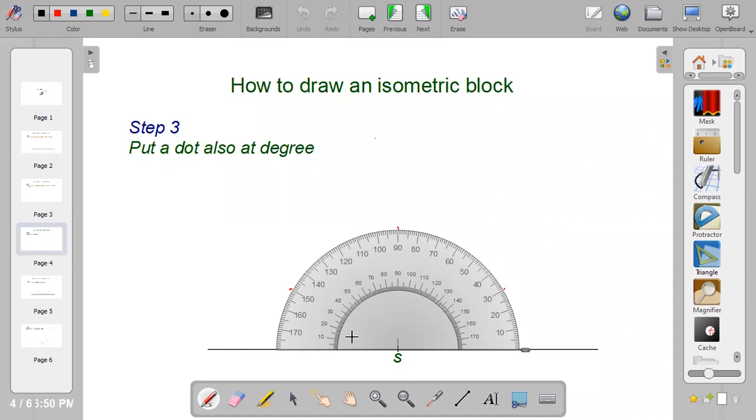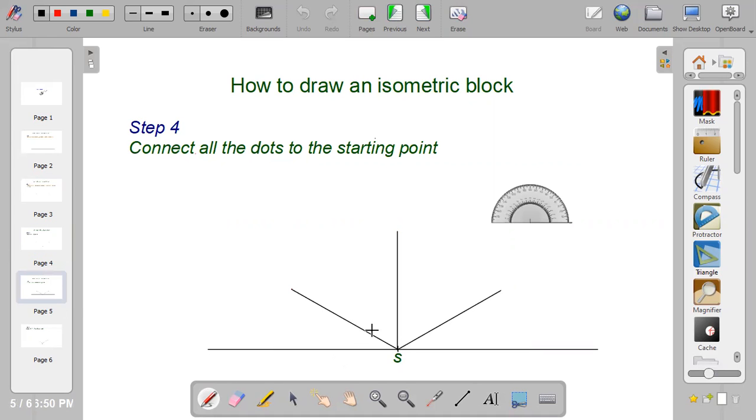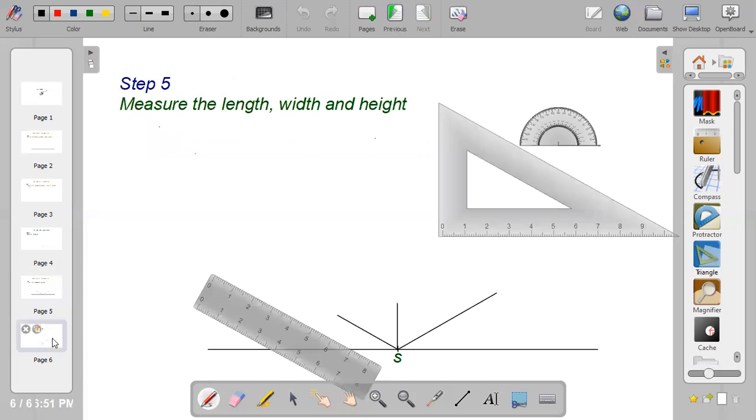Move on to the next one. Also put a dot at 90 degrees to be able to bring out the isometric axis. Now I need to connect all my points to S. Connect your 30 degrees to the left to S, connect 30 degrees to the right to S, then also connect the midpoint to S.